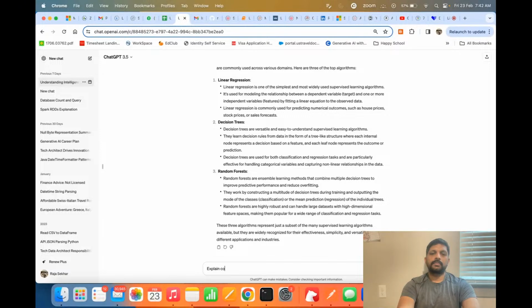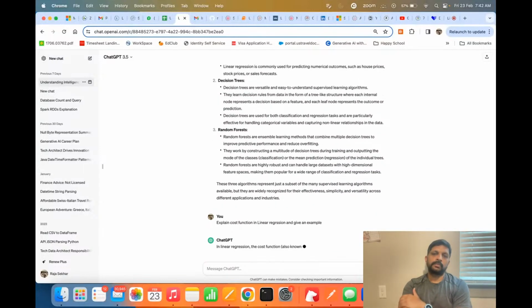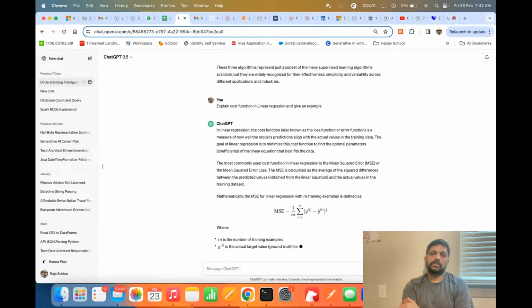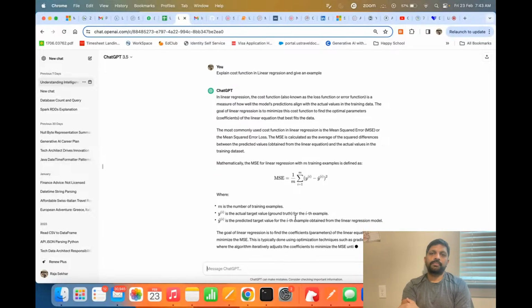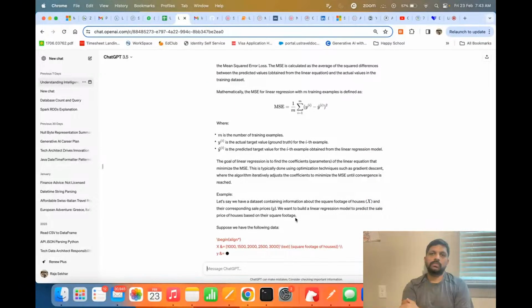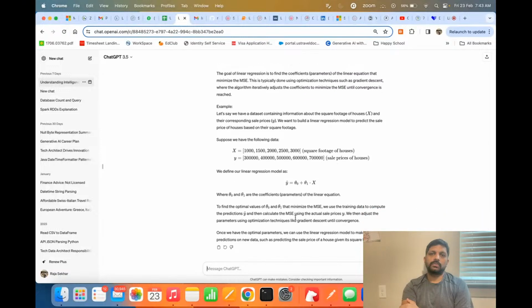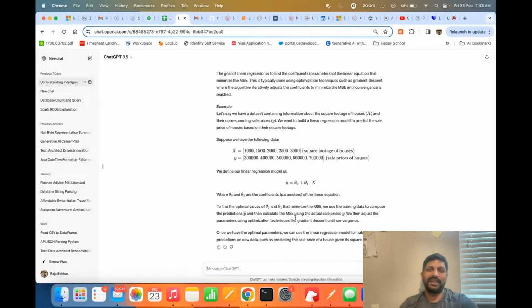Explain cost function. Give an example. Yeah, so good. I think I should use this more instead of getting tired on that. Okay.